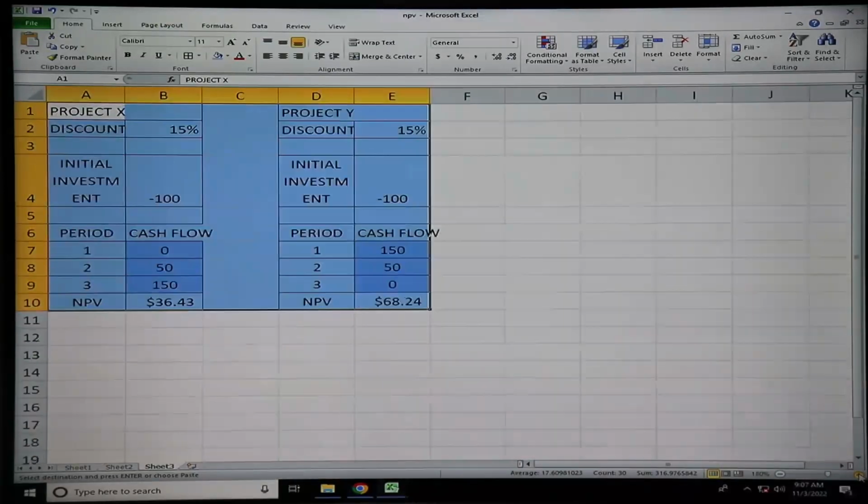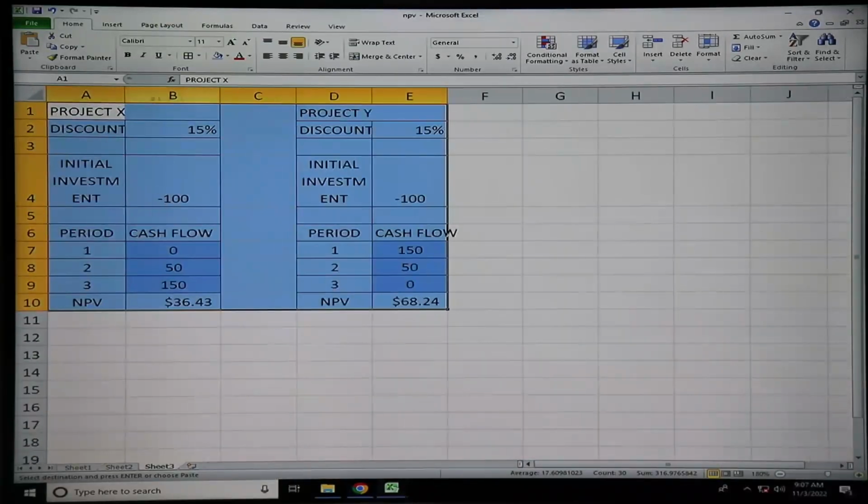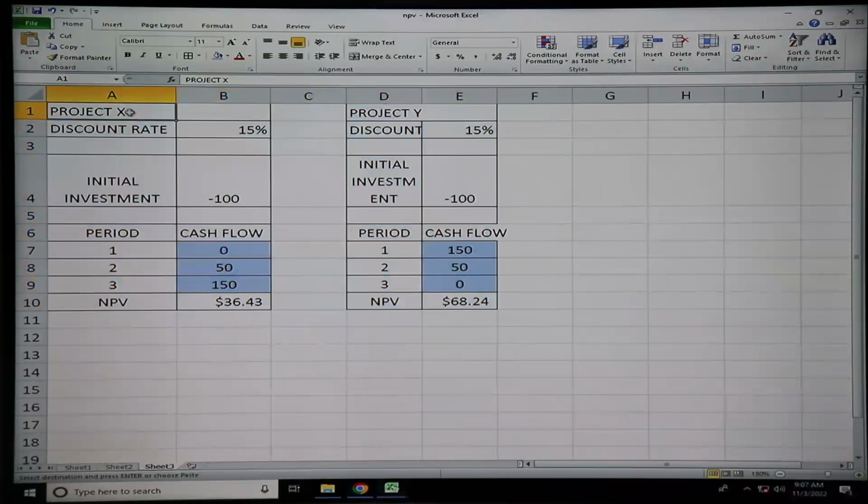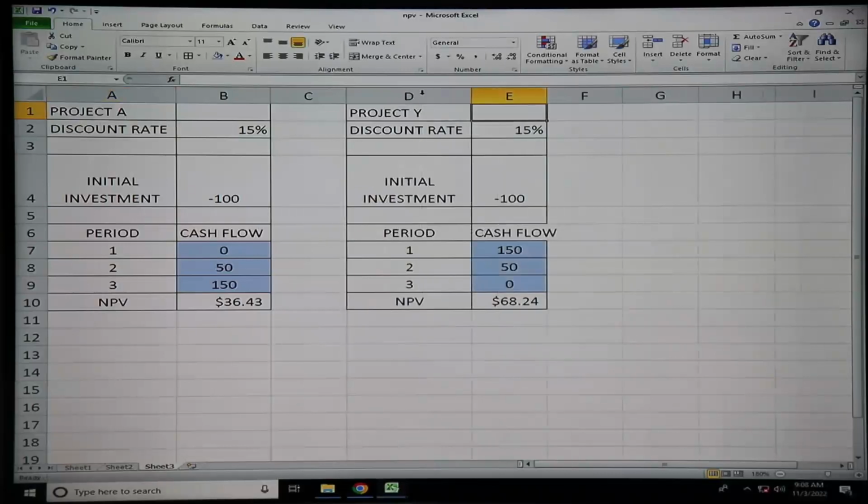Then we change the project names. Instead of project X, we call it project A, and this one project B. The rate will remain the same. We are not touching the rate or the initial investment. The formula still remains the same, that is net present value.